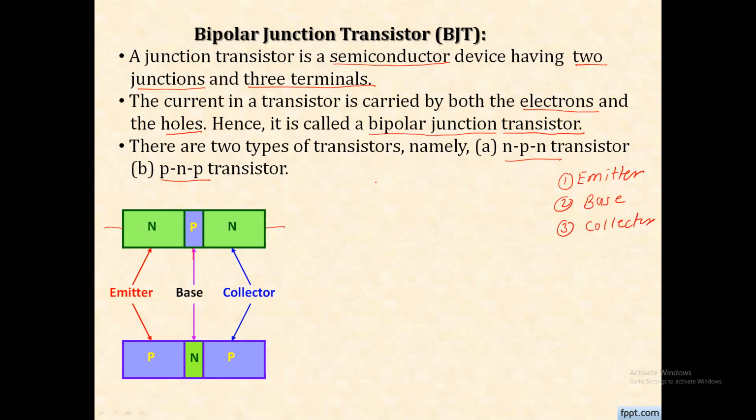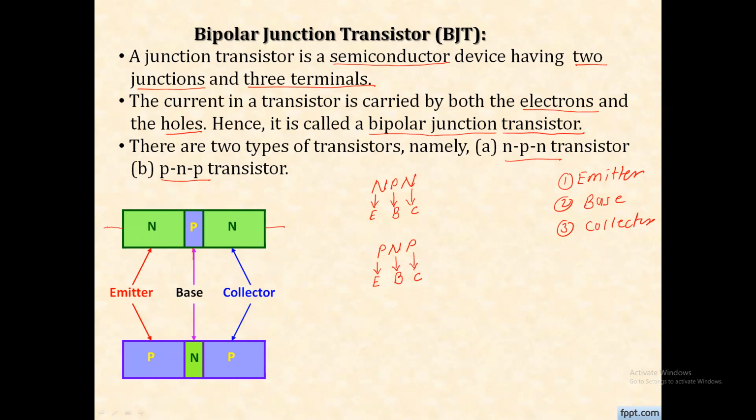Okay, so when I say an NPN type of transistor, the first N indicates the emitter terminal. The middle P indicates the base terminal. And the last N indicates the collector terminal. Get it, my point? And in a PNP type of transistor, again, the first P indicates the emitter, the middle N indicates the base, and the last P indicates the collector. So these are the identifications of these three terminals.